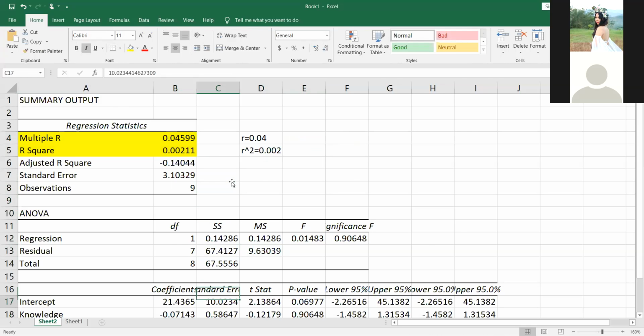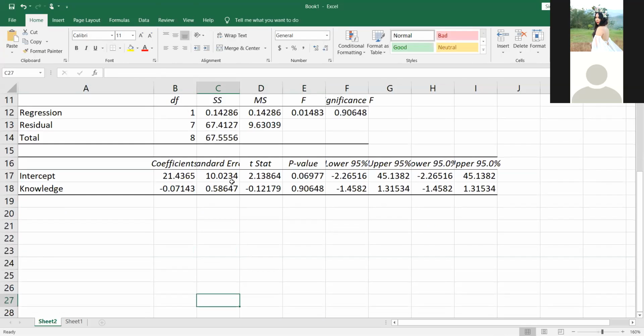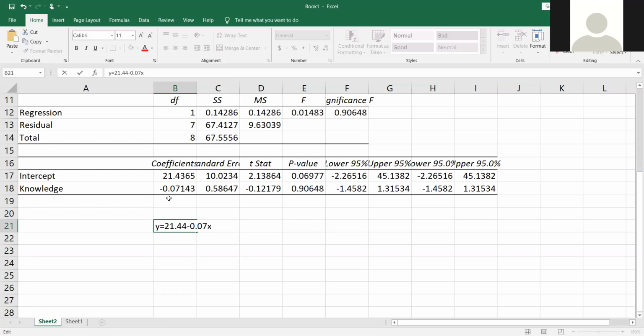And then aside from that, if we are going to move here, we can get the formula, the linear regression equation. So y is equal to 21.44, I just rounded this value, plus, or rather it is a negative, so it's a minus 0.07x, where x is the knowledge and y is the skills.